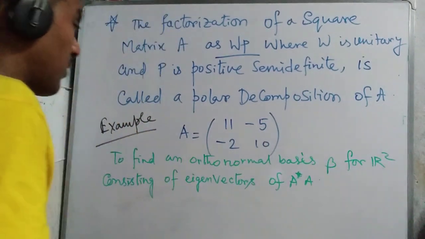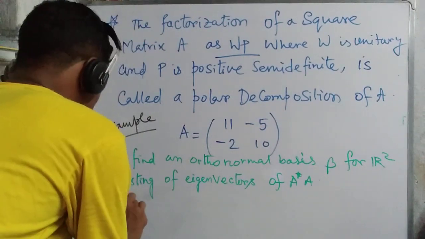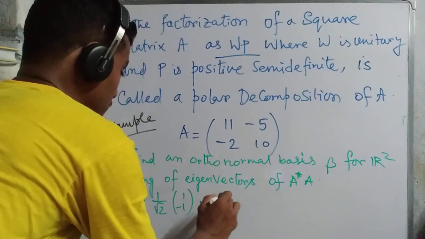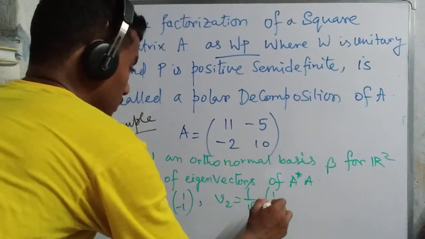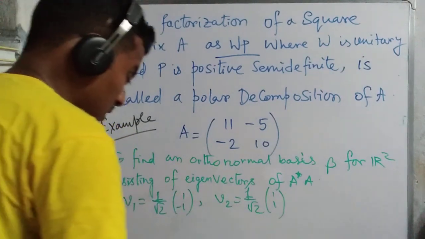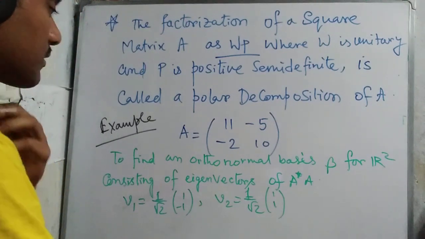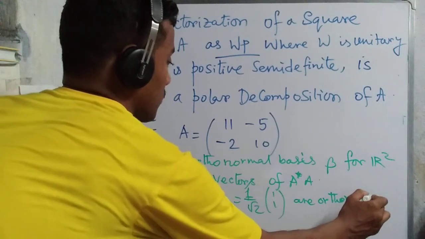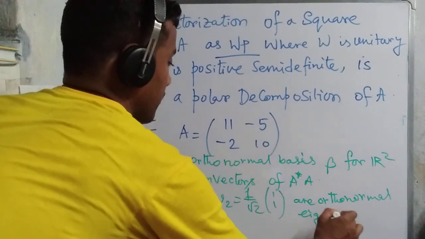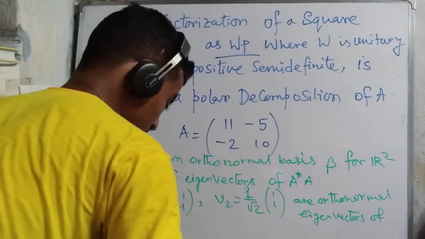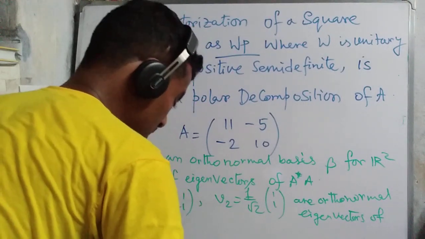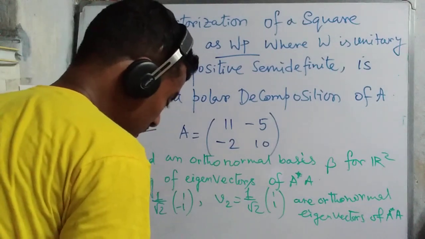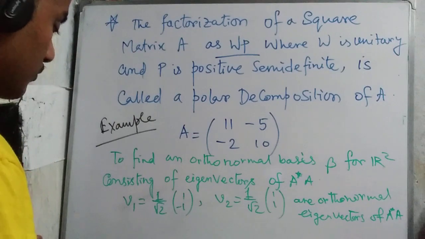Okay, then what happened? Then v1 equal to 1 by root 2 (1, -1), and v2 equal to 1 by root 2 (1, 1). Understood? These are orthonormal eigenvectors of A star A with corresponding eigenvalues.